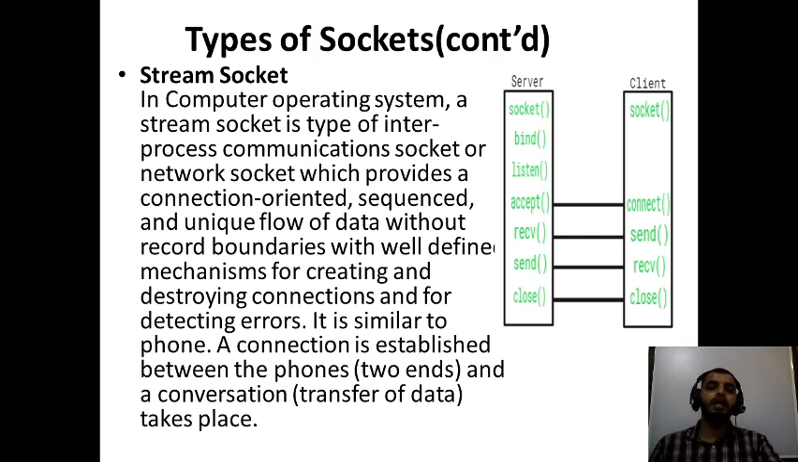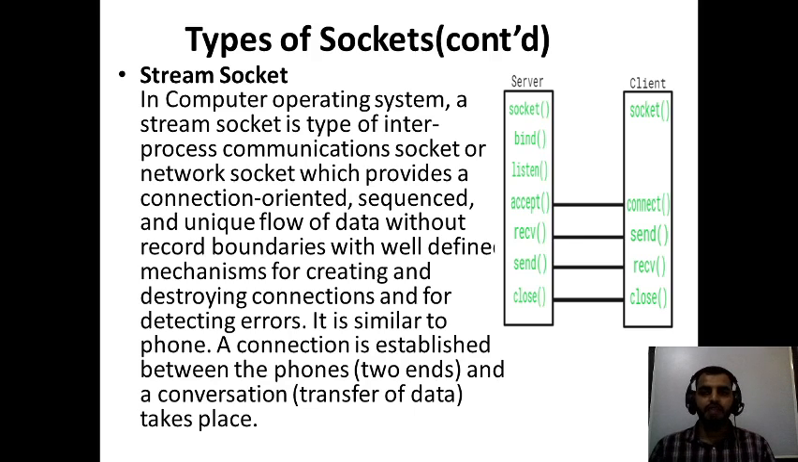Now the next one is stream sockets. And what do you mean by stream sockets? In a computer operating system, a stream socket is a type of inter-process communication socket or network socket which provides a connection-oriented, sequenced and unique flow of data without record boundaries, with a well-defined mechanism for creating and destroying connections and for detecting errors. Now what do you mean by this long definition? What do you actually mean by this?